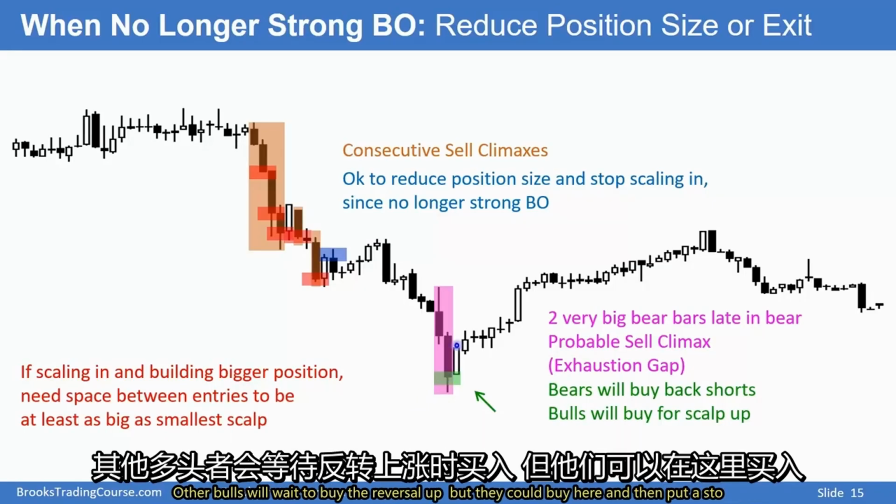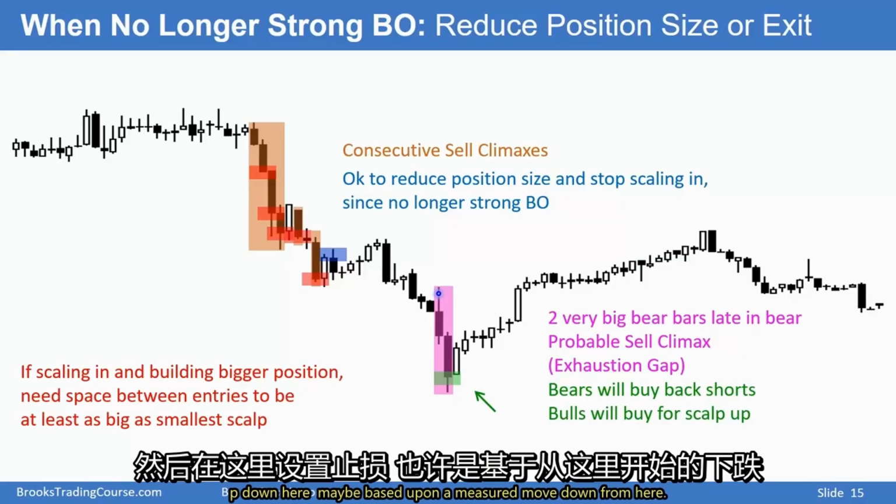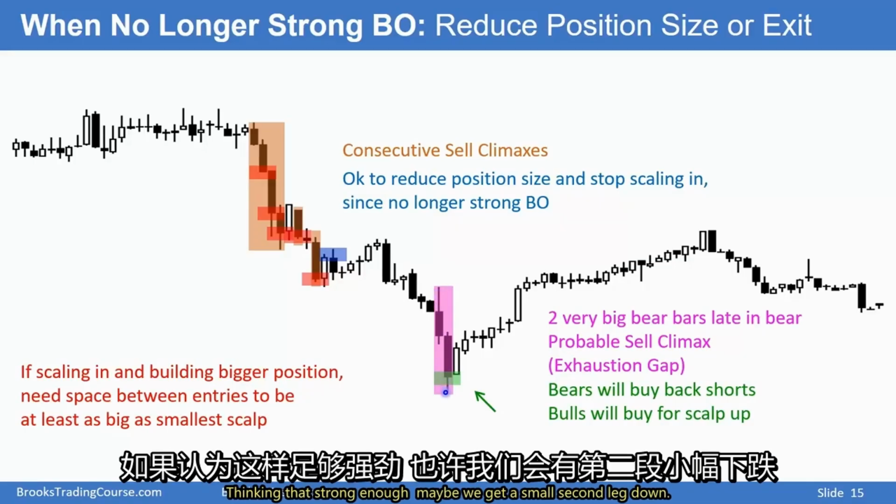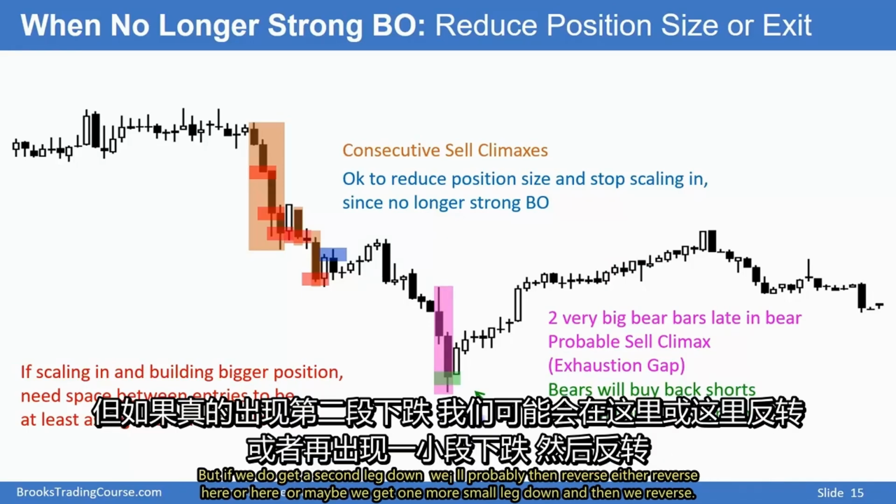Other bulls will wait to buy the reversal up, but they could buy here and then put a stop down here, maybe based upon a measured move down from here, thinking that if it's strong enough maybe we get a small second leg down. But if we do get a second leg down, we'll probably then reverse. Either reverse here, or maybe we get one more small leg down and then we reverse.